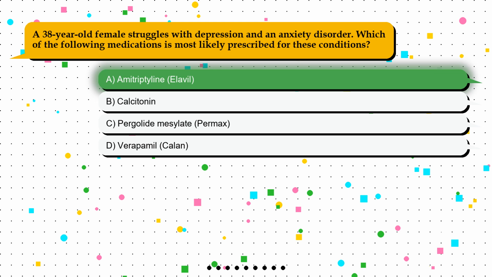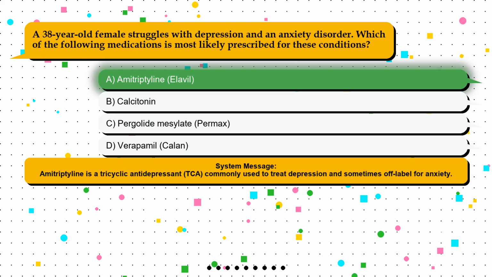The correct answer is option A, amitriptyline, Elavil. Amitriptyline is a tricyclic antidepressant, TCA, commonly used to treat depression and sometimes off-label for anxiety.